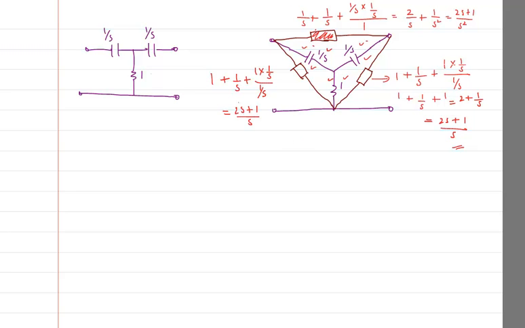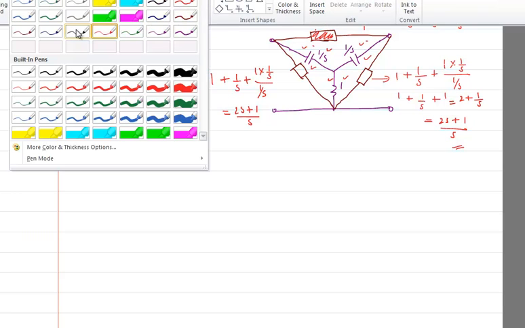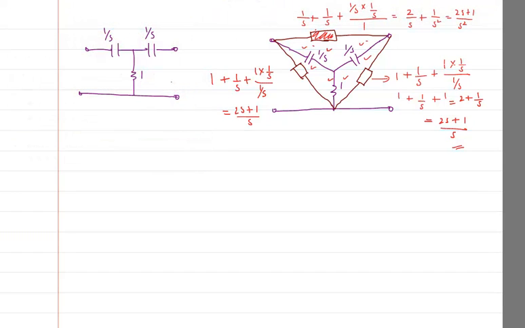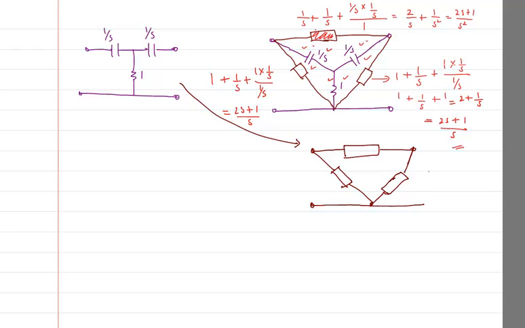So I can now write this star directly as a delta, and the delta is going to look something like this. So here is the first, and here is the second one, which is connected, and the third one, which is connected like this, and the bottom one. So this is what my delta is going to look like with the values.